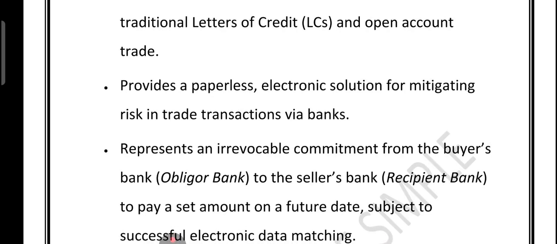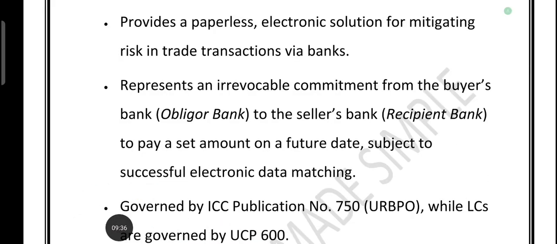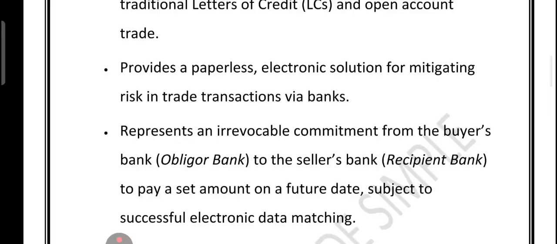Where the buyer bank, called the obligor bank, makes an irrevocable promise to pay the seller bank, which is called the recipient bank. See, two banks are there: buyer bank, which is called obligor bank; seller bank, which is called the recipient bank. So we are talking about BPO, bank payment obligation, in the context of URBPO to be more precise. BPO full form you must know: bank payment obligation.